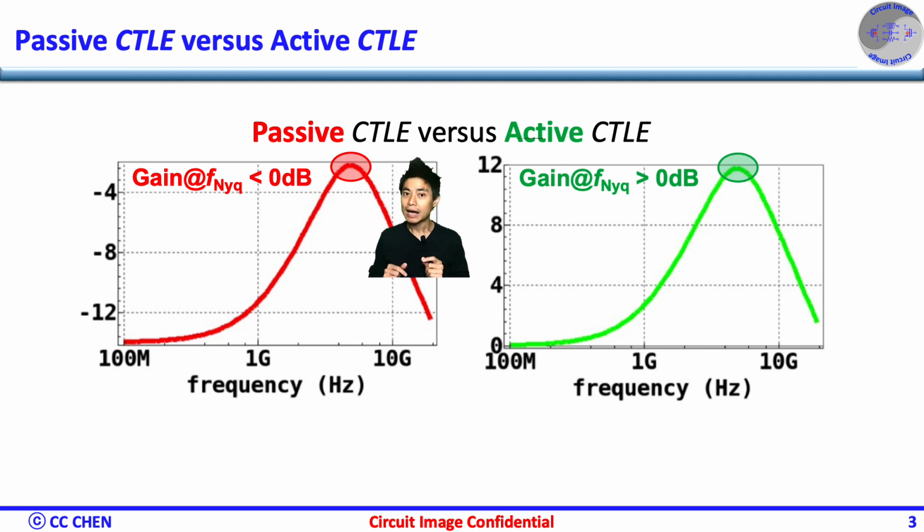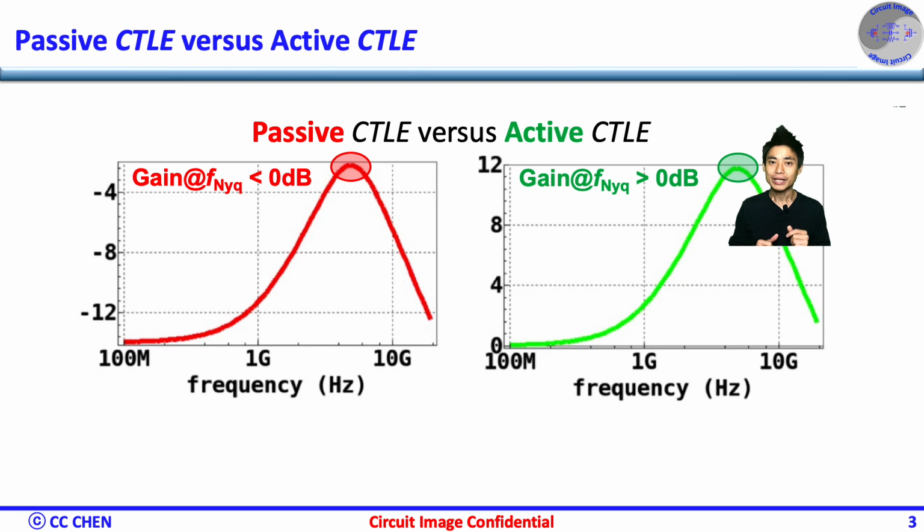If the AC gain at the Nyquist rate is less than a magnitude of 1 or 0 dB, we call it a passive CTLE, since the high-pass response without a signal gain was generated through a few passive elements. On the other hand, you should catch that if the AC gain at the Nyquist rate is greater than a magnitude of 1 or 0 dB, we call it an active CTLE, since the high-pass response with signal amplification was generated through a few active devices.